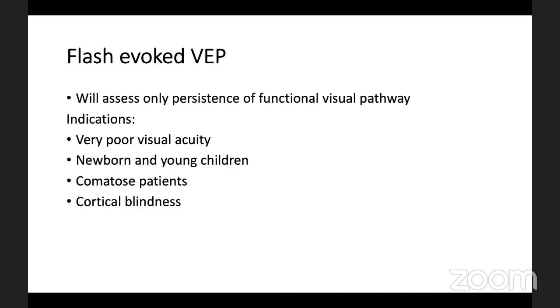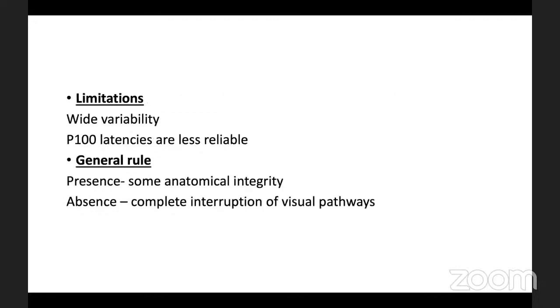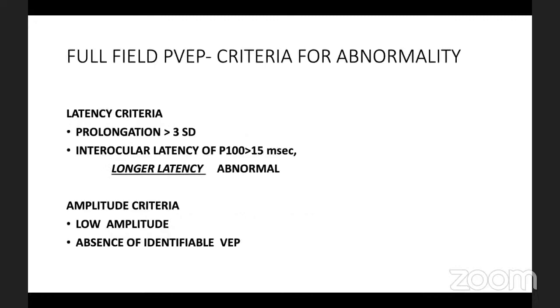So the flash evoked response only indicates the persistence of a functional visual pathway. It is used when someone has very poor visual acuity, when someone cannot cooperate, such as comatose patients, cortical blindness, and young children who cannot clearly focus on the television screen. The limitation of the flash evoked response is wide variability, ranging from 100 to 150 milliseconds. The P100 latencies are unfortunately less reliable. So the general rule when you do the flash evoked response is to indicate whether some anatomical integrity is intact or not, the absence indicating complete interruption of the visual pathways.